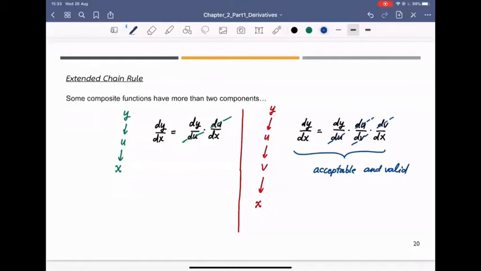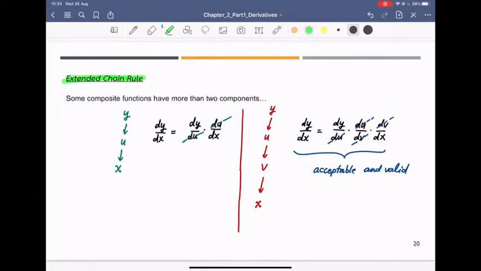So keep in mind that if you have more than one chain, you can do the chain rule as well. You just use the extended chain rule, right? Because you have more than one function. The thing on the right hand side that you see in the slide now is a composite function, f of g of h, like 3 functions in the same question.